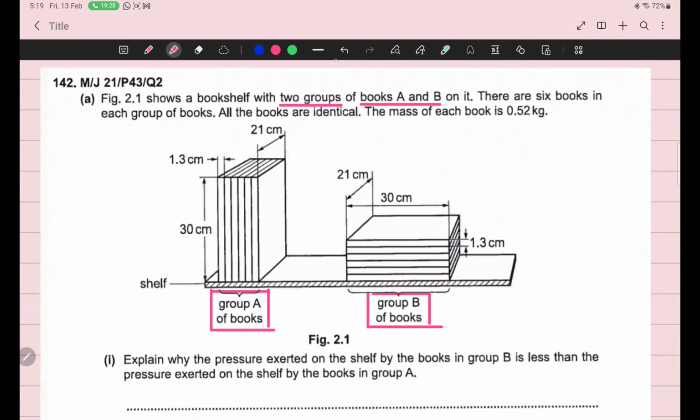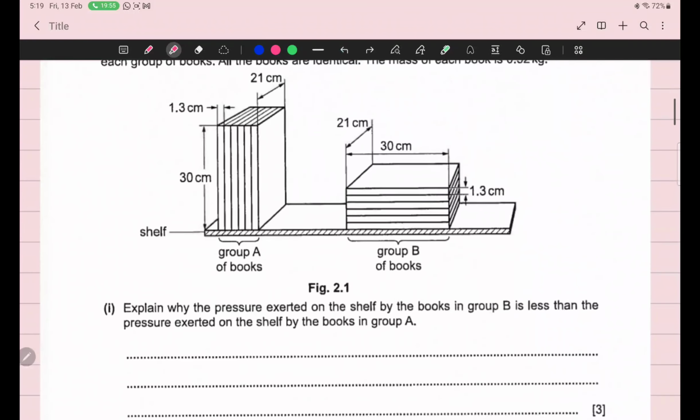So these are two groups of books, and consider all books are identical. Each group contains six books. It is also given the mass of each book is 0.52 kg. So you are given mass, you are given their length, breadth, height, etc. All these things are given.